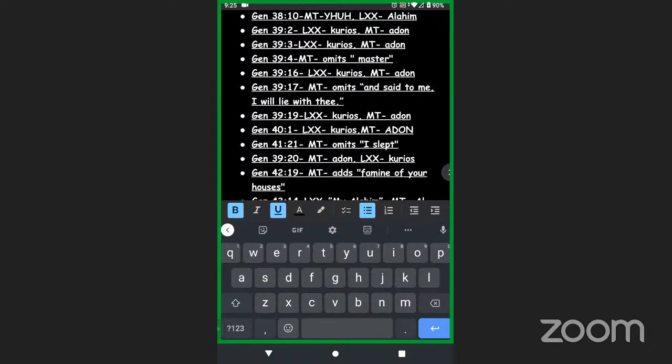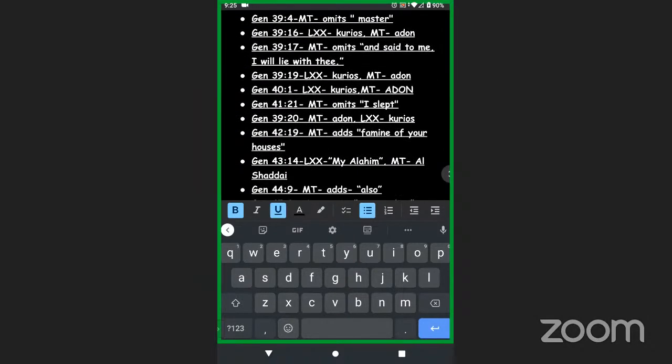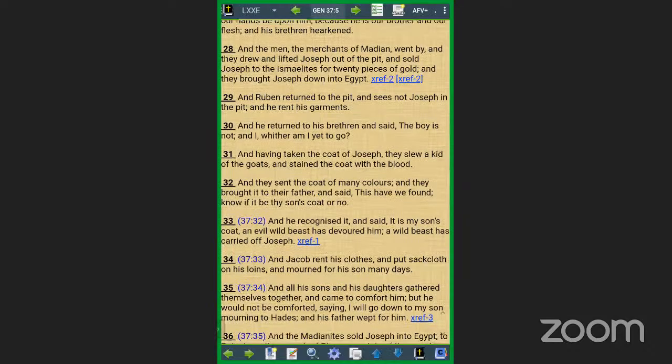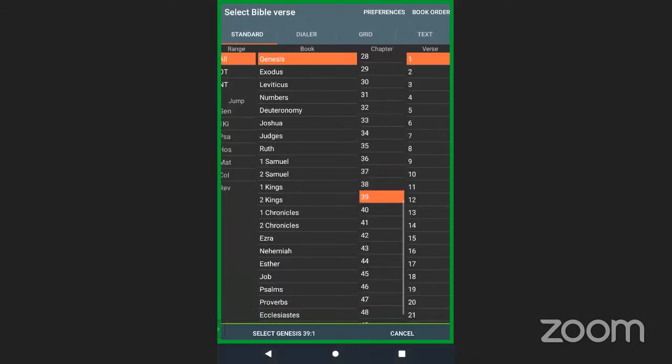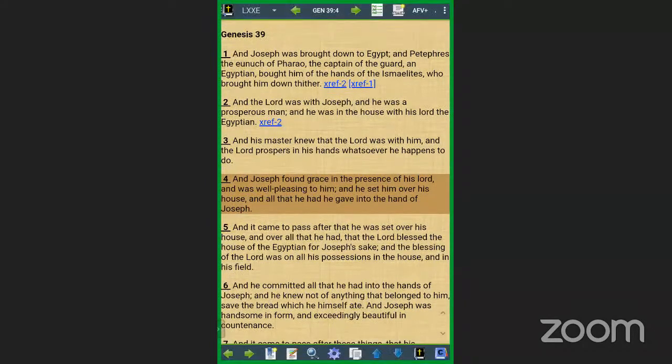So anyway, we talked about that. Genesis 39, verse 2, verse 3 again. Genesis 39, verse 4, Masoretic text omits master for whatever reason. They omit the word master there in the text. So let's go to Genesis 39, verse 4. It says here, "And Yusuf found favor in the presence of his master and was well pleasing to him, and he set him over his house, and all that he had he gave into the hand of Yusuf." So that's how the LXX, the Septuagint, reads.